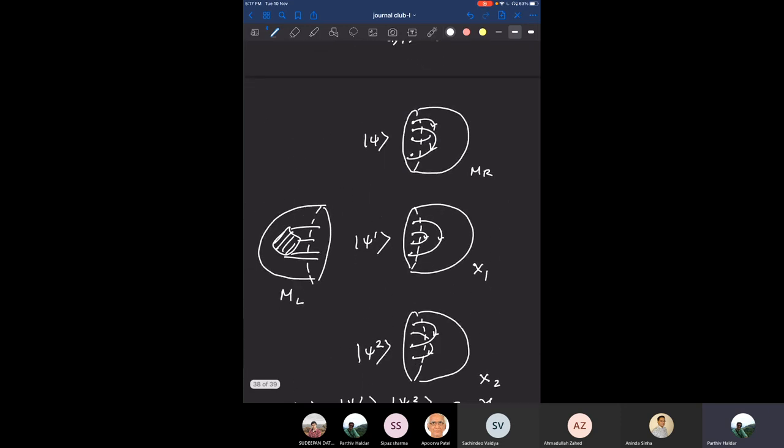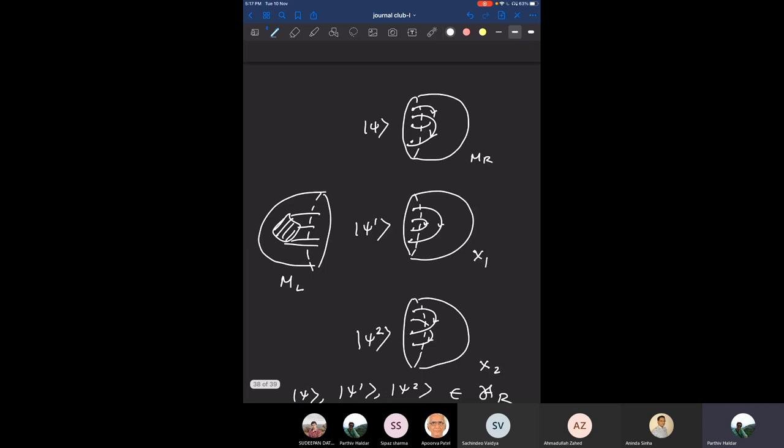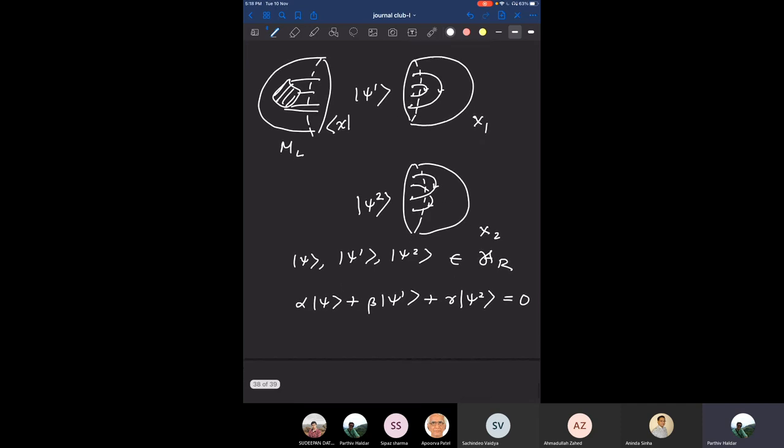Now what you can do is glue back this. So we have chi with this. You can glue back this M_L with three copies of these three manifolds. So what you have now is the same manifold, but you have generated three different kinds of links.